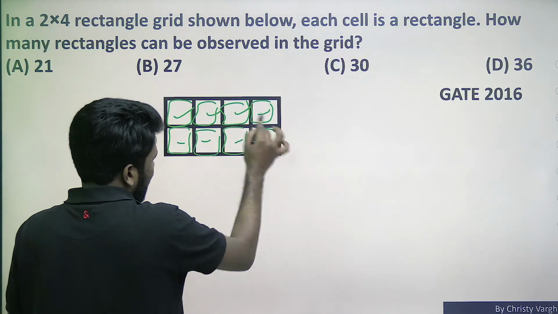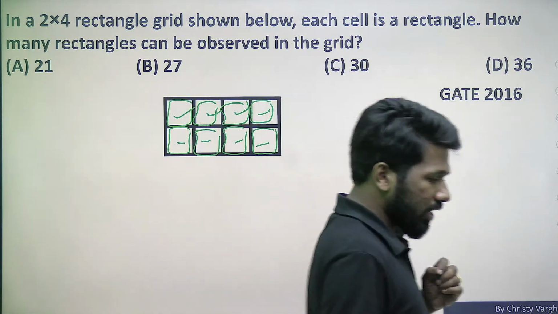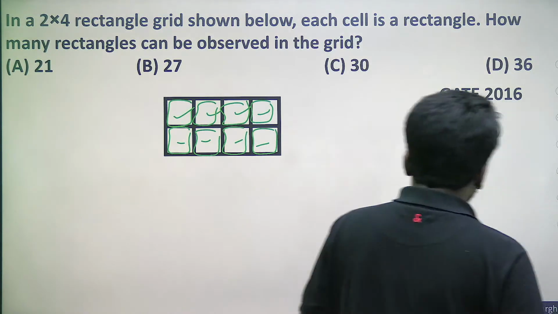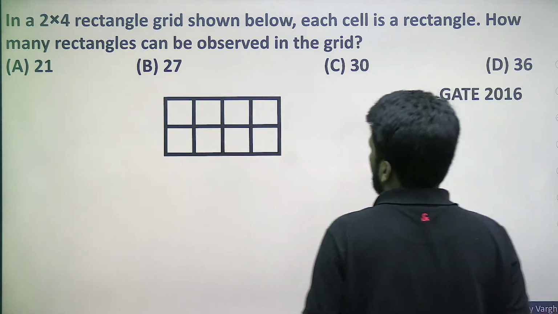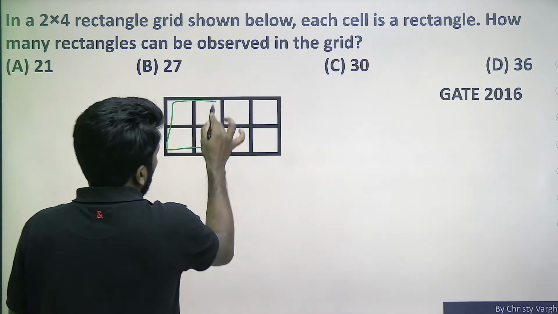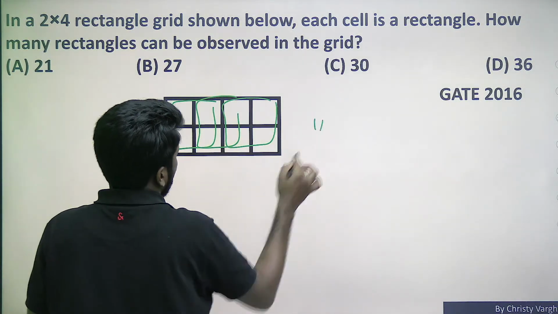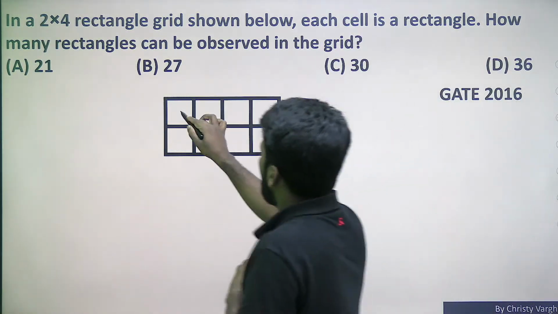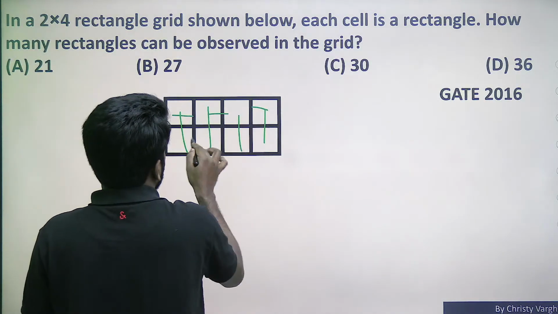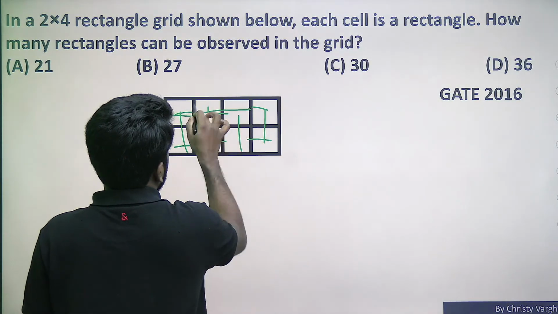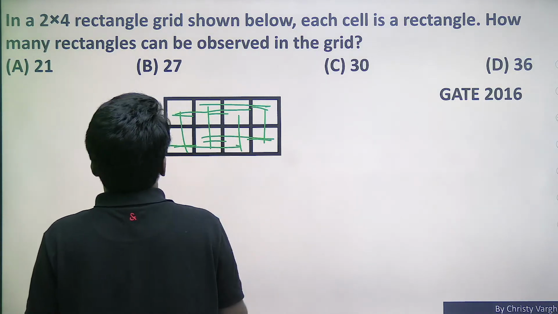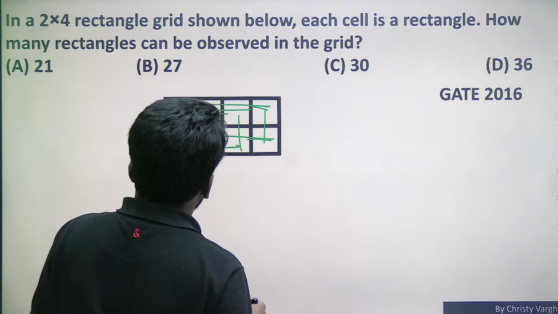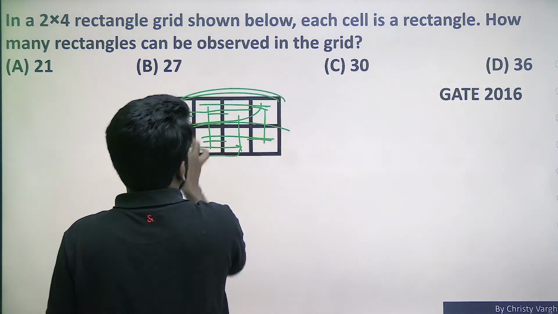Squares also satisfy that condition, because a square is a special case of a rectangle. So a square is just a special rectangle, keep that in mind. So 8 squares, then 3 more squares, 8 plus 3, 11 squares, and then rectangles you can count. If you count 1, 2, 3, 4, 5, 6, 7, 8, 9, 10, 11, 12, 13, 14, 15 plus, and then this one, this one, total you will get 30.